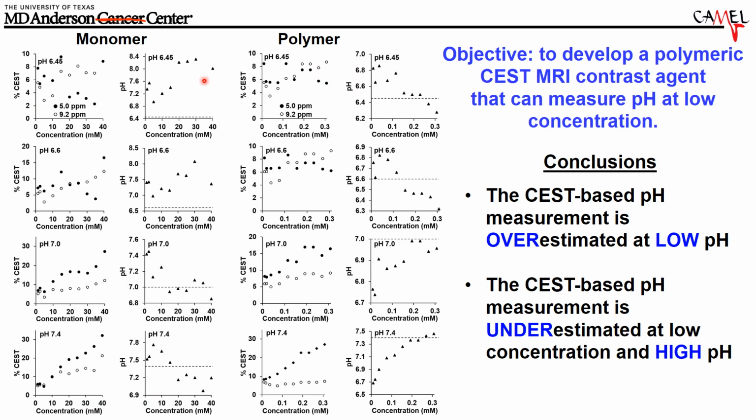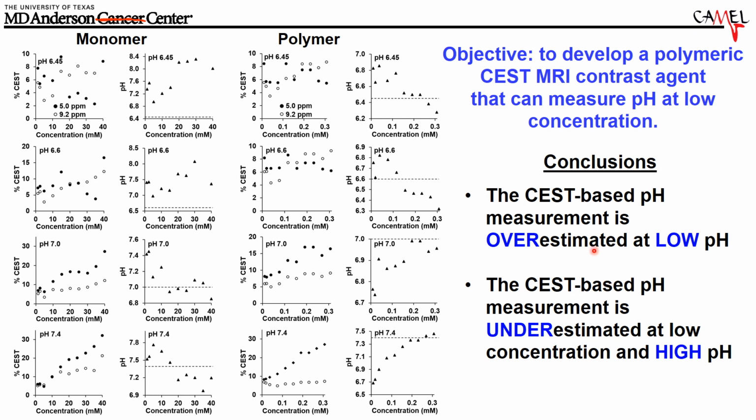Unfortunately, the monomer agent and the polymer agent, based on salicylic acid, did not give a pH value that was independent of concentration. Our hypothesis was that by taking a ratio of two CEST peaks on the same agent, that would obviate the dependence on concentration. But that is not the case. As you can see, there is a change with the pH measurement made with the monomers and with the polymer agent at different concentrations at each of these pHs of the solution of the phantom that was used.